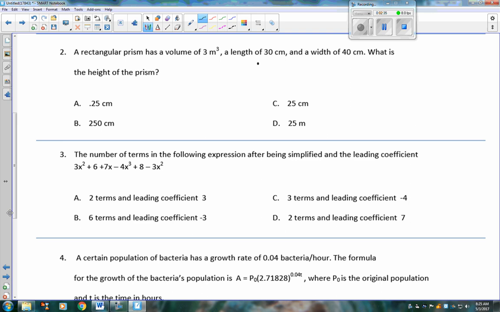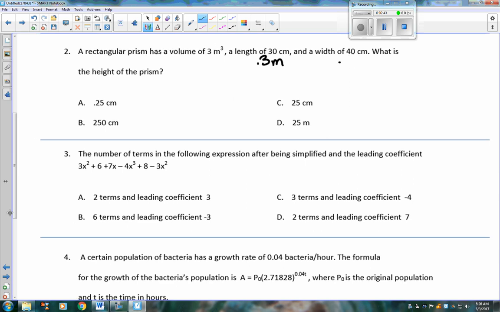So 30 centimeters changes to how many meters? Not 300. 0.3 meters. And how much is 40 centimeters in meters? 0.4 meters. So I'm going to set this up as an equation. The volume formula is V equals length times width times height. So we're given that the volume is 3 meters cubed, which is equal to my length, 0.3, times my width, which is 0.4, times h. I don't know what h is. That's what I'm looking for.